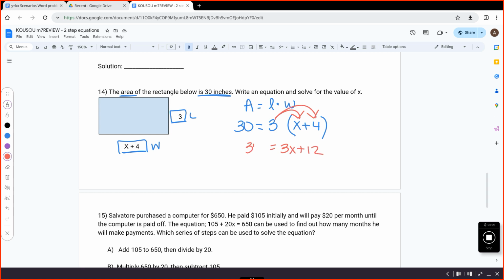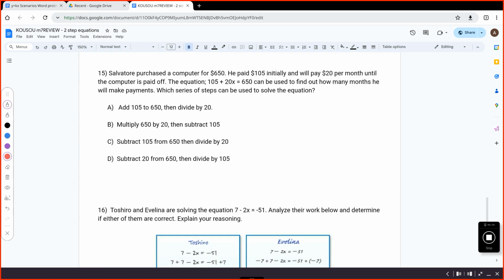and then we're going to drop down the 30. All right, now we are going to minus 12 on both sides. These cancel. We are left with 3x is equal to 30 minus 12, which gets us 18. Next, we are going to divide each side by 3, and we get x is equal to 6. All right.